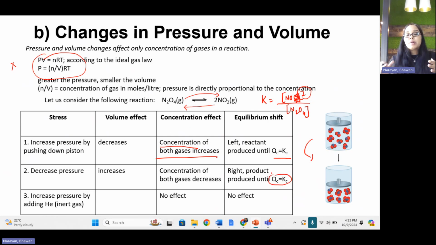Take a minute to think about this and type in the chat if you need any more clarification on this.